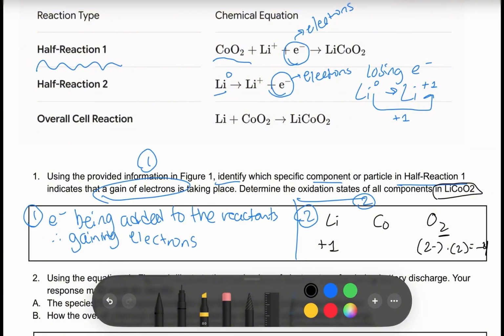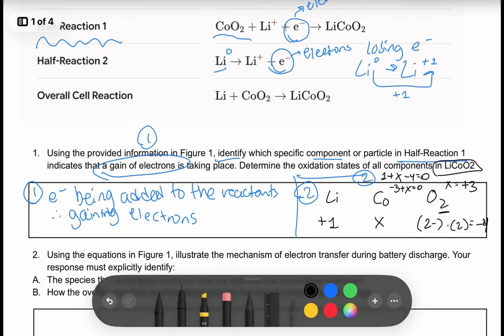Now, since this is a compound, all neutral compounds are equal to 0. So we need to figure out what the oxidation state of Co is. So we have 1 plus x minus 4 equals 0. Well, 1 minus 4 gives us -3, then -3 plus x equals 0. So what do I add to -3 to give me 0? That's going to be a +3. So x is going to be +3. So if I were to restate this, the oxidation state of Li is +1, the oxidation state of Co is +3, and O2 is -4.